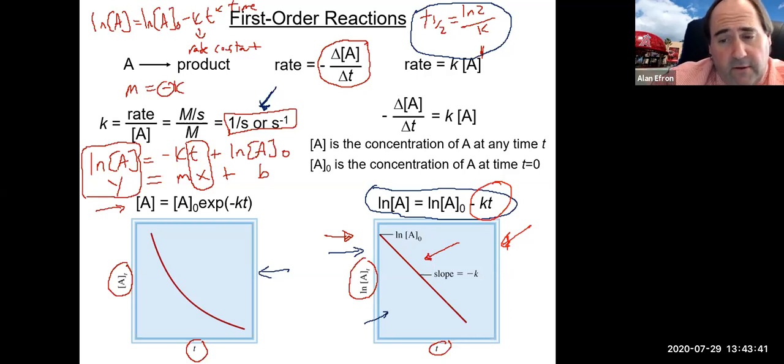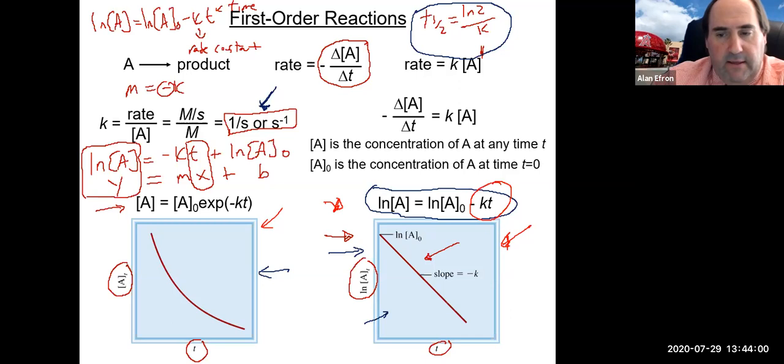Another graph that is also technically a first order plot, although most of the time when we do kinetics we really do aim for that linear plot, is this plot over here on the left, which is also one associated with a first order reaction, and that's just the concentration versus time.